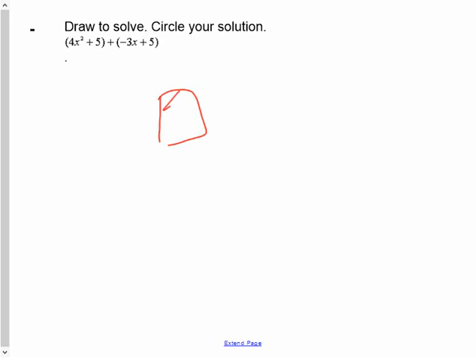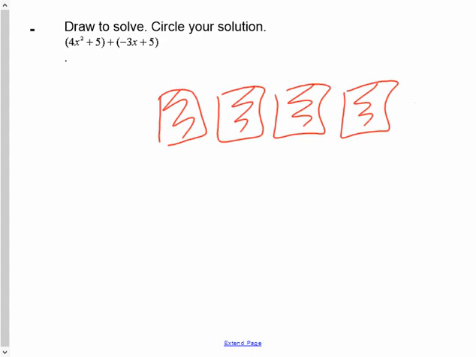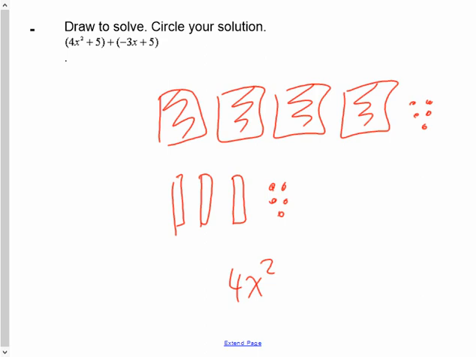Again, the next one would be 4x squared, which is 1x squared, 2x squared, 3x squared, and 4x squared, plus 5. And to that, we're going to add a negative 3x and a positive 5. So here it's pretty easy because there are no zero pairs at all, right? We simply have your 4x squareds, which are going to remain as 4x squareds. We're going to have your negative 3x, which remains as your negative 3x. And the 5 here and the 5 here are going to combine to make a positive 10 or a plus 10. And there's my solution.